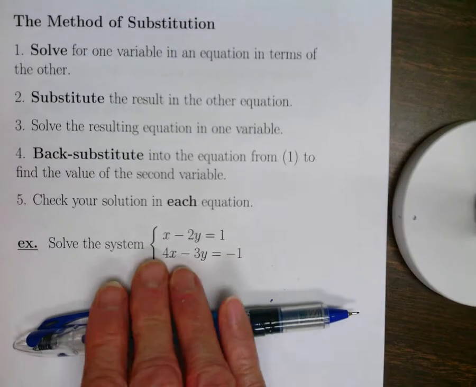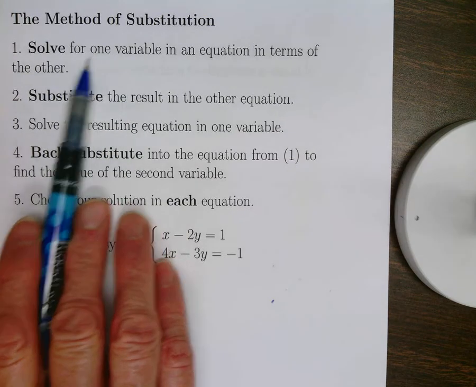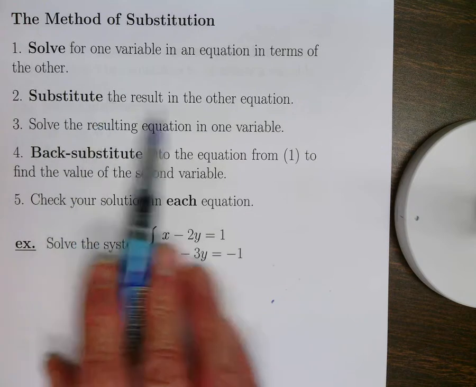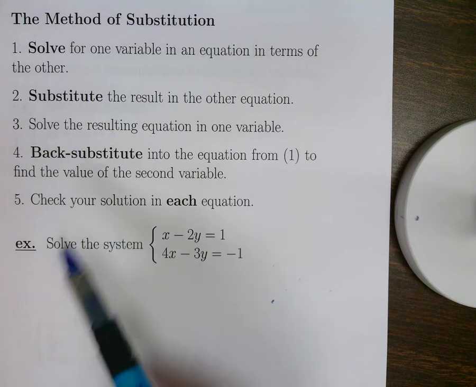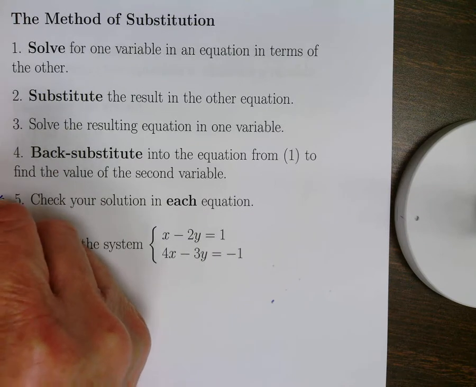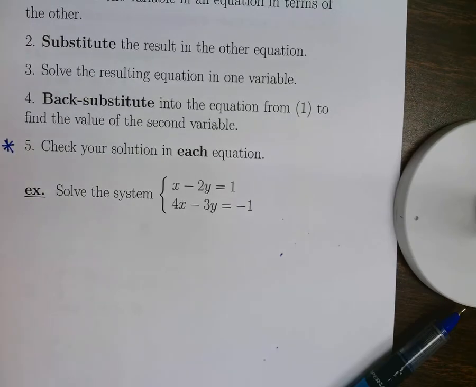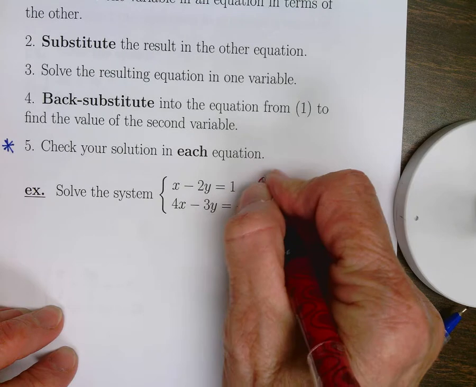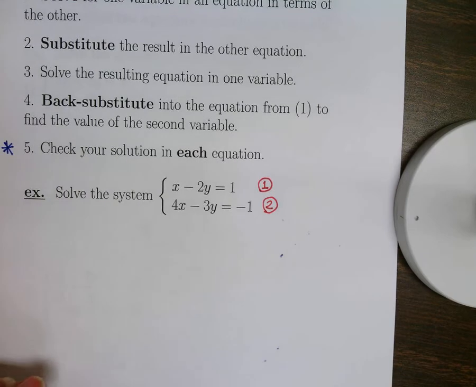Okay. This method of substitution simply says that you look at your system, you solve for one variable in terms of the other, then you substitute into the second equation, solve, and then go back and find the value of the other variable. And of course, the key step is always to check. You'll know if you've done it right when you check your answer. So just to make things a little bit simpler for us, let me go ahead and designate our equations as 1 and 2 so that I can talk about them easily without having to write everything down.